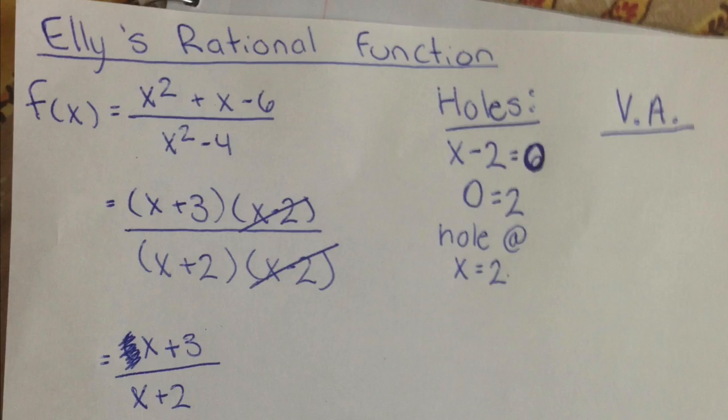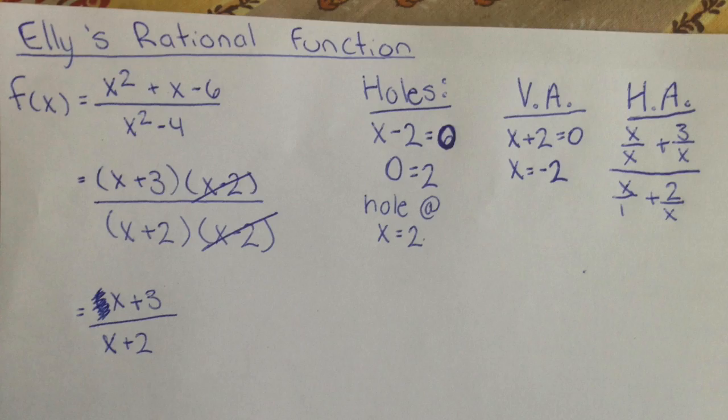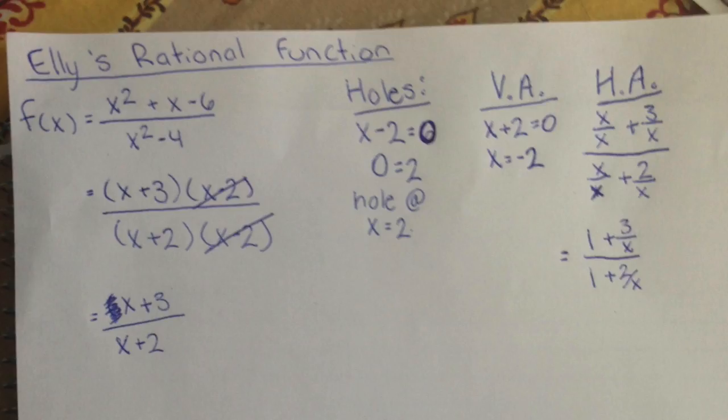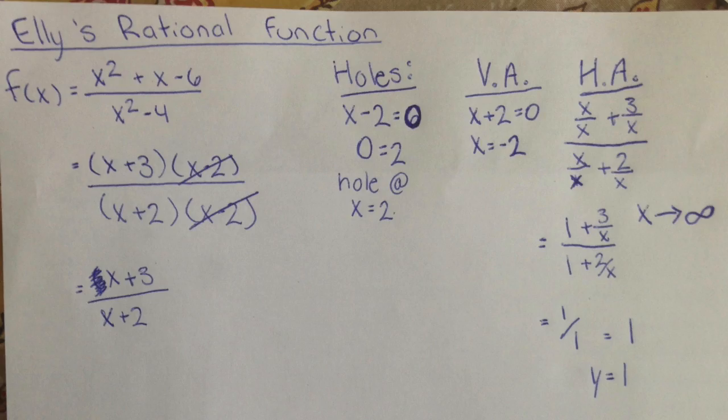Next, we'll find the vertical asymptotes by setting the denominator equal to 0 and solving for x. Now we'll find the horizontal asymptotes by dividing everything by the highest power of x. For us, this is just x. Once we simplify that, we can set x to infinity, and everything that still has an x will cancel out, leaving us with 1/1. So our horizontal asymptote is at y equals 1.